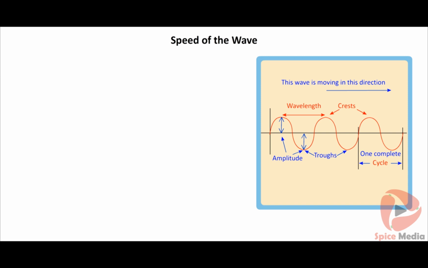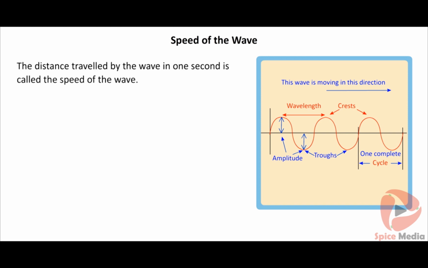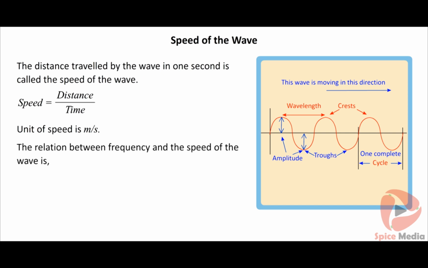Now, we are going to learn about the speed of the wave. It is the distance travelled by the wave in 1 second. Speed is equal to distance divided by time. Unit of speed is expressed in meter per second. The relation between frequency and the speed of the wave is given as speed is equal to frequency into wavelength.